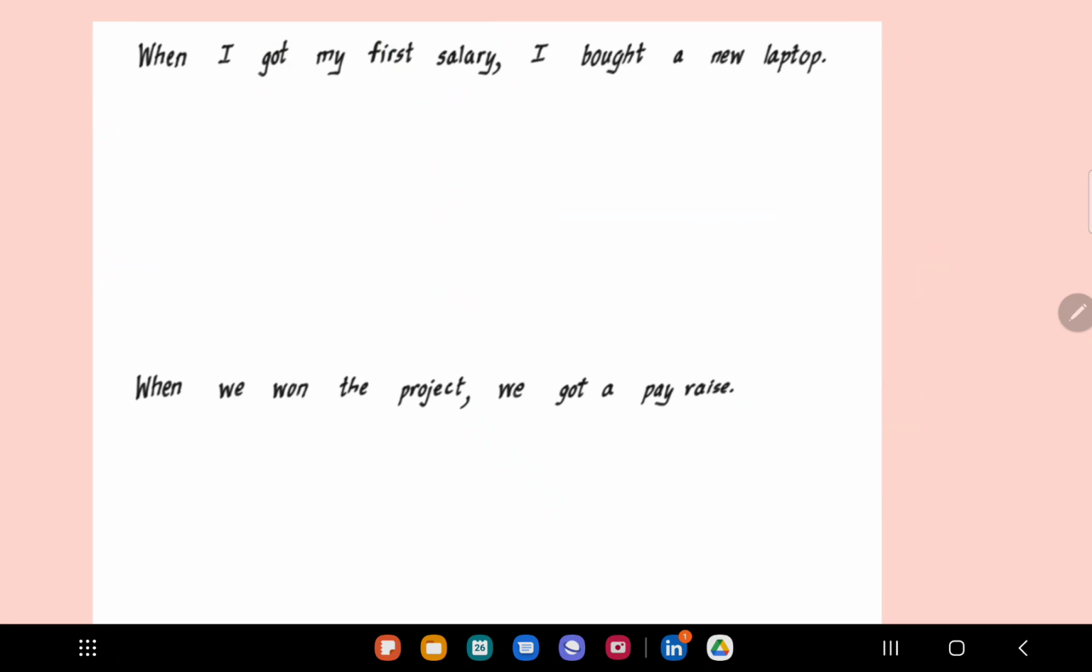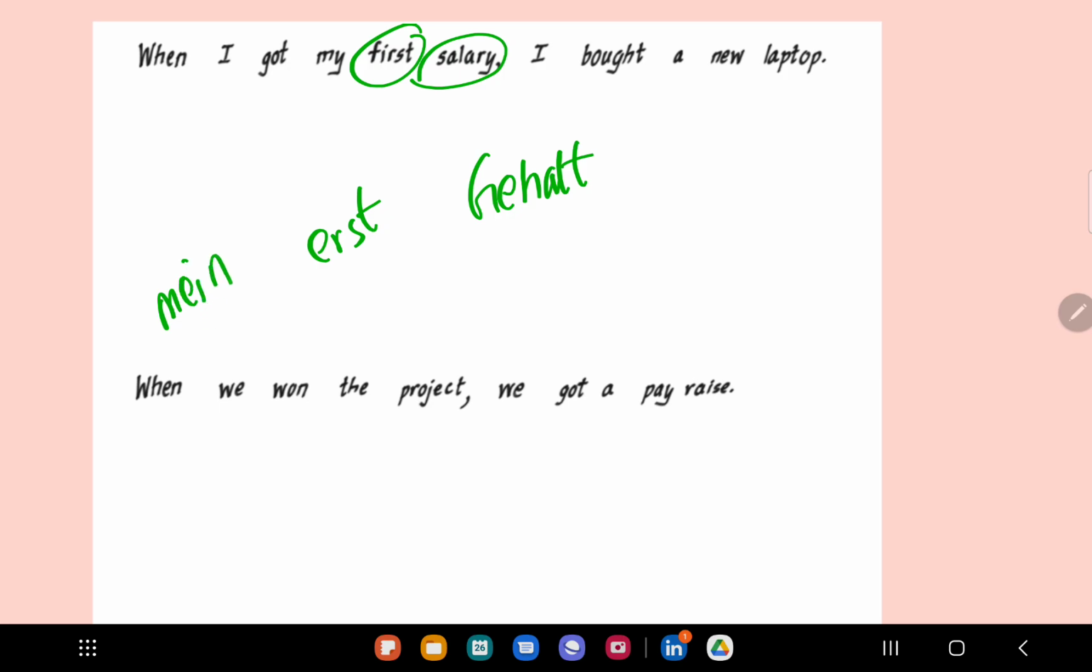So what about then you have salary, right? So salary is Gehalt. First is erst, and now my will be mein. Now here it will be in accusative case. I told you, just remember the list of dative verbs which you have. If you see any other verb which is not in this list, just assume that the first object will be accusative. So you can assume that here it will be accusative.